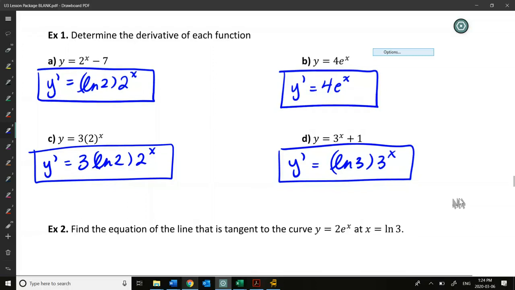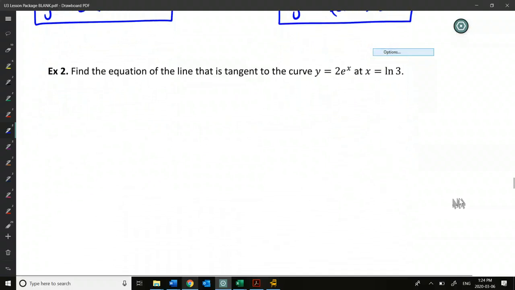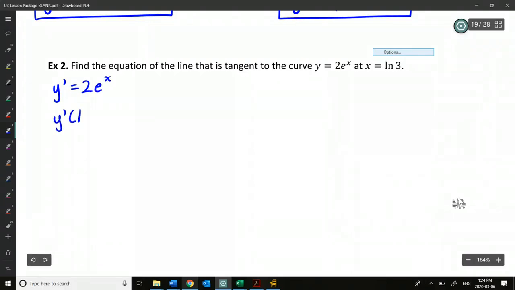Good. So we're going to find the equation of the line that is tangent to this curve, y equals 2 times e to the x, when x equals ln 3. Anytime we find the equation of a tangent line, we've been doing this since Unit 1, we're going to find the derivative function first. What's our derivative of 2e to the x? Same thing. Good. And we're going to evaluate this derivative, let's say y prime at ln 3.